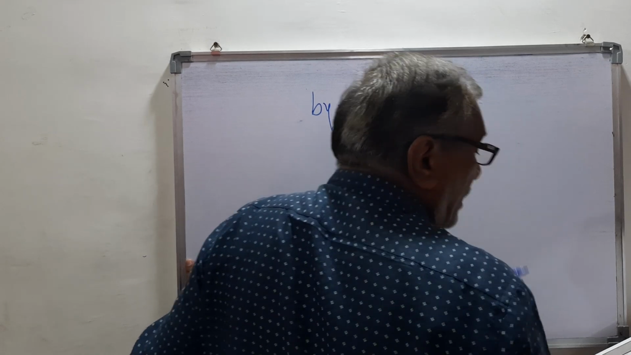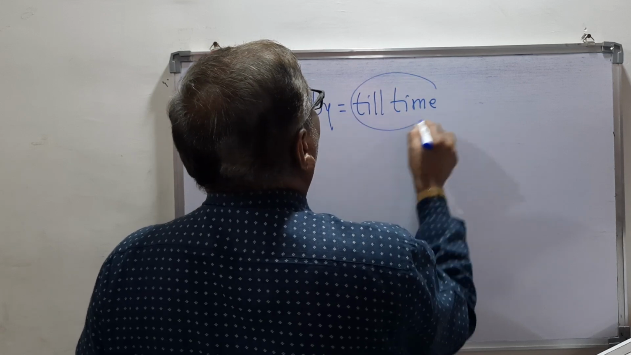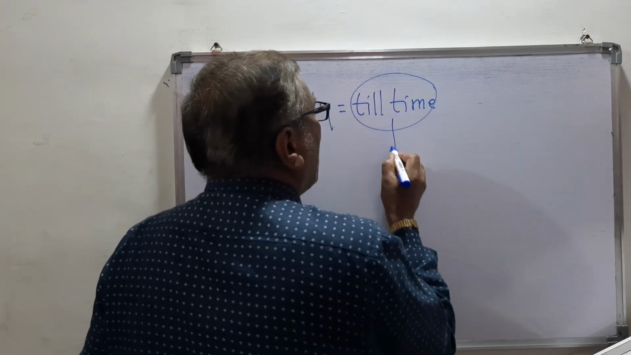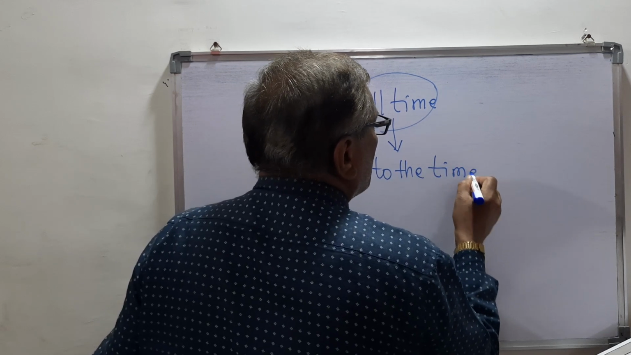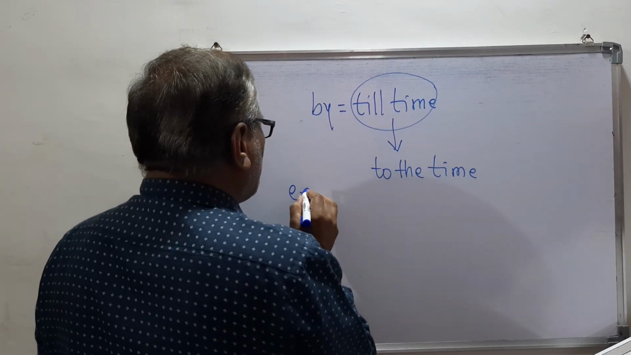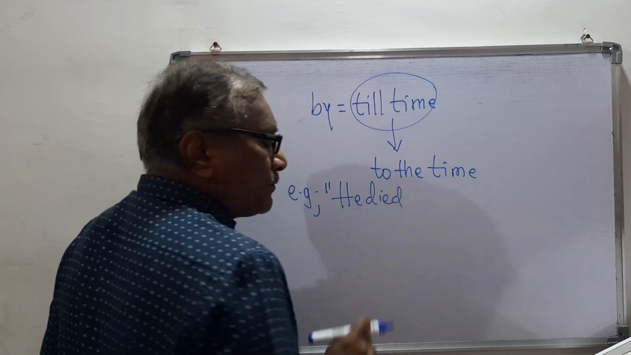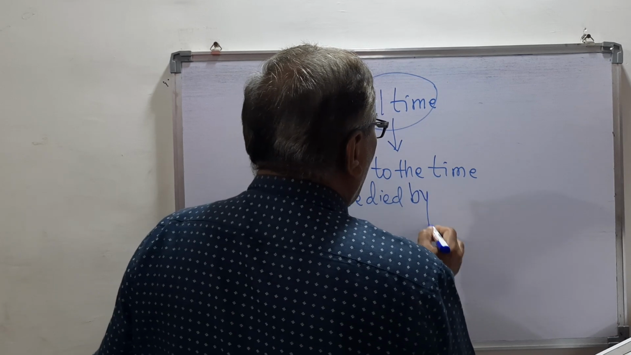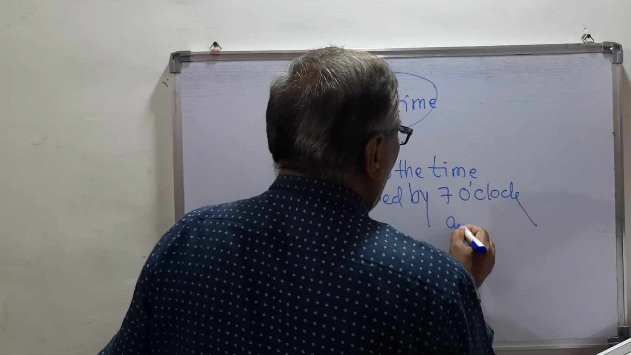By means till time. Remember, the meaning of this by is till time. Till time means to the time. To the time. How? See, by means till time, by means to the time. For example, he died. Remember, he died by 7 o'clock a.m.